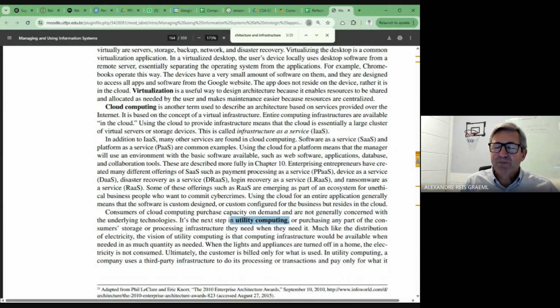Things that we use depending on our demand. If we need more water, we open the tap. If we don't need the water, we just close the tap and we don't pay for it, right? Or we pay a minimum fee. There's this concept here of using technology as a utility.